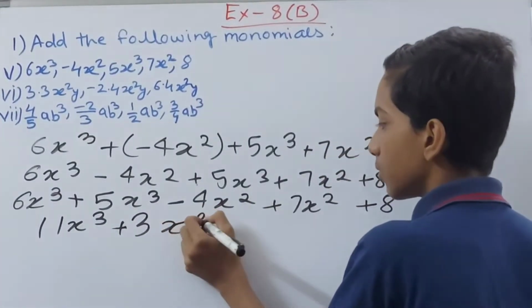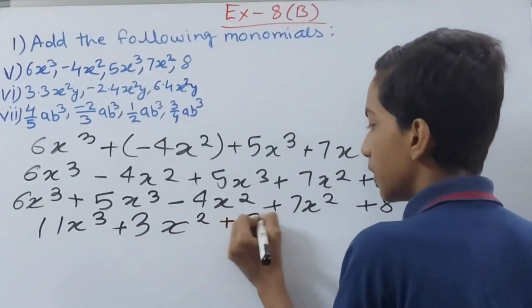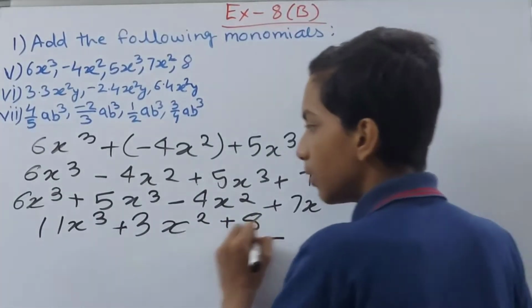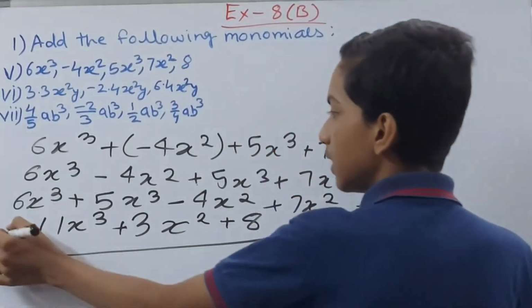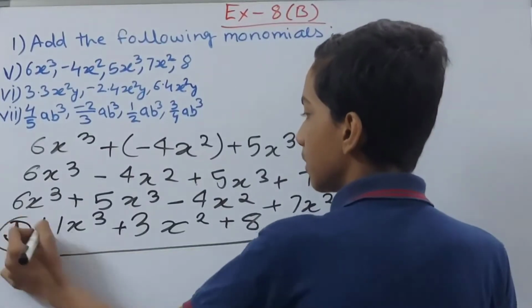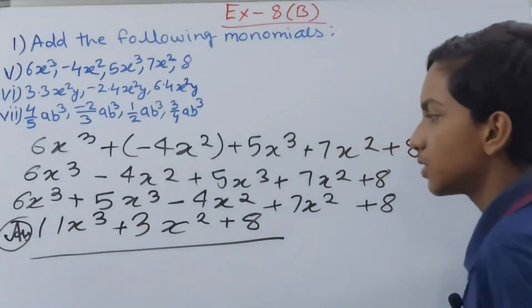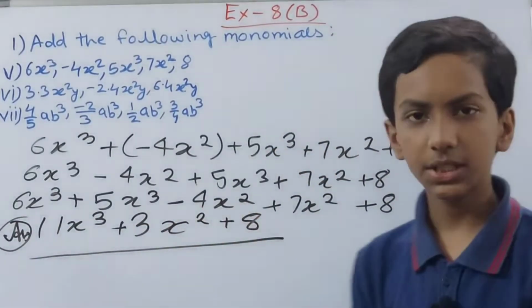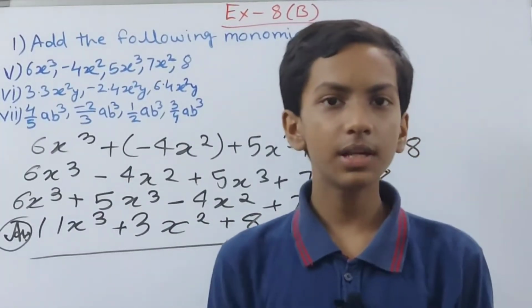Alright, x square. In the last we have plus 8. Now we cannot add any further beyond this. So this becomes our answer, 11x cube plus 3x square plus 8. This is our answer. Let us move on to the next part.